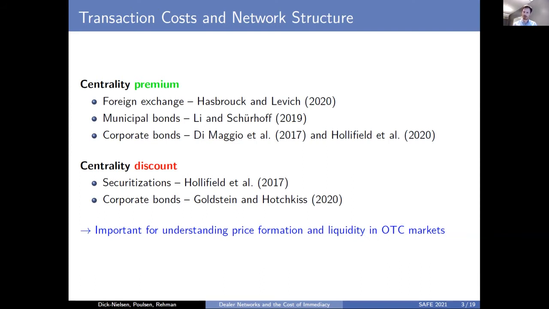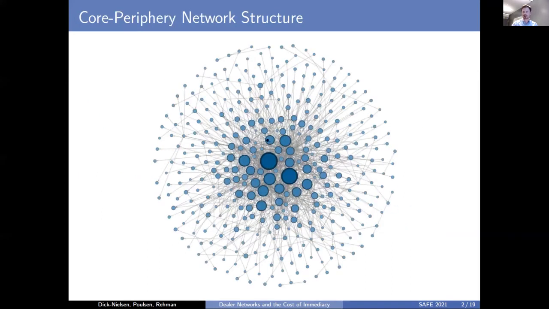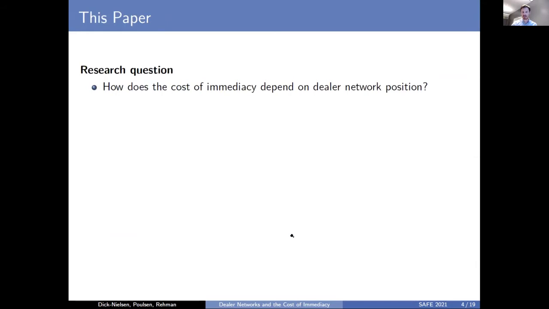So what we do in this paper is that we isolate a particular channel, the inventory management channel, which describes that dealers with wider trading networks, that is the core dealers, are better able to manage inventory risk because they have more potential trading partners. So the research question we ask is how the cost of immediacy depends on dealer network position.